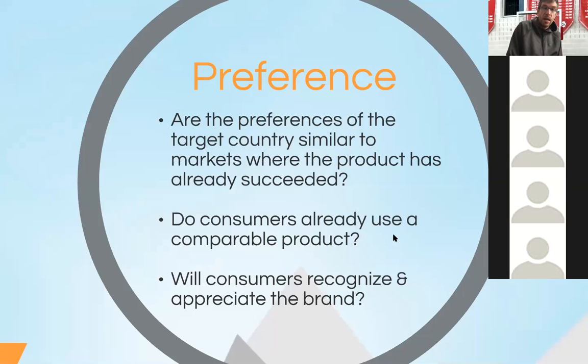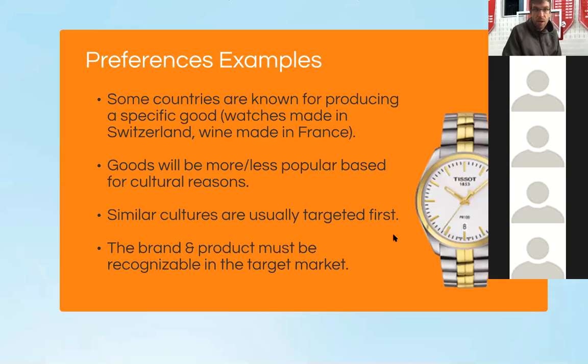So preferences. Are the preferences of the target country similar to markets where the product has already succeeded? If consumers already use something comparable, like if in China, Mattel had noticed that there was a local doll that was very popular, that might be a sign that Barbie would succeed. What they failed to notice was that people didn't have a high recognition for Barbie. So when they put Barbie on clothing, it didn't register. With McDonald's, they looked ahead and said, wait a minute, people cannot eat beef in India. We'll have to make some local menu items that will match their preferences. And because they took the time to make that adjustment, things succeeded more.